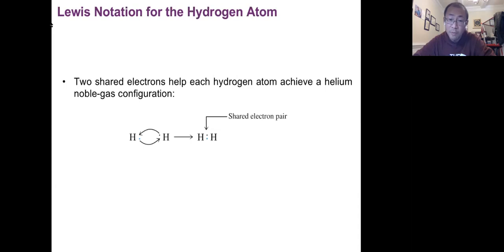The hydrogen noble gas configuration is helium, the first period, hydrogen, helium. So that's an exception for octet. It's not 8, it's 2 for hydrogen. Why? Because the noble gas configuration for hydrogen is 2. So this is how we represent the structure of hydrogen. You can see 2 electrons, 2 dots shared by 2 hydrogens. And we call that a covalent bond.